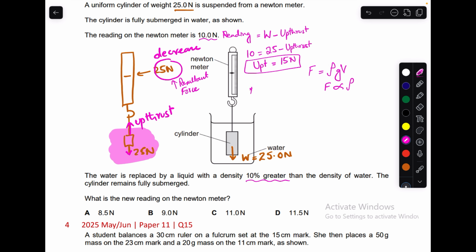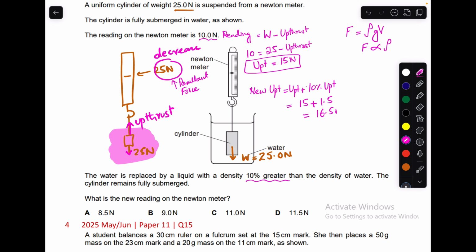So the new upthrust will be upthrust plus 10% of the previous upthrust value. Because it's increased by 10%, it will be 15, and 10% of 15 is 1.5, that will give you 16.5 Newton. And now you have to tell what is the new reading on the Newton meter.